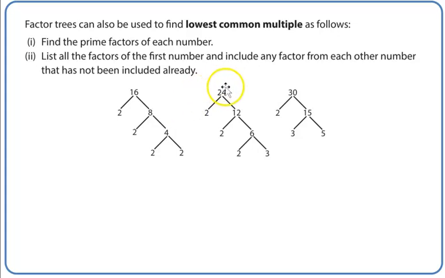In the same way, 24. 24 divided by 2 is 12. 12 divided by 2 is 6. 6 divided by 2 is 3. So the prime factors of 24 are 2 times 2 times 2 times 3. And then 30. To get the prime factors of 30, we say 30 divided by 2 is 15, and then 15 divided by 3 is 5. So the prime factors of 30 are 2 by 3 by 5.